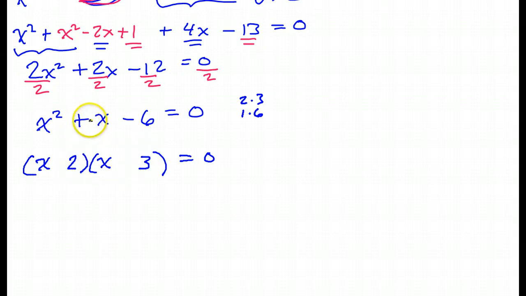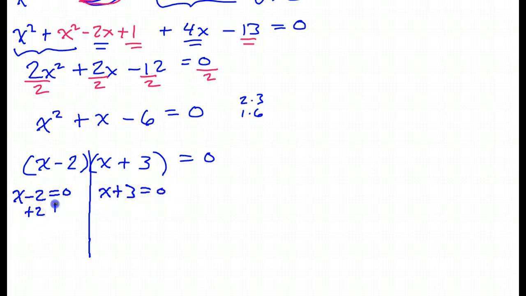All right, we need a positive 1 in the middle. So we will let the 2 be negative and the 3 be positive. That way, inner, we have negative 2x. Outer, we have positive 3x. That makes positive 1 in the middle. And negative 2 times positive 3 is negative 6, so it's all good. So to break this down into the actual solutions, we have to set these equal to 0. So x minus 2 equals 0, x plus 3 equals 0. Adding 2 gives us x equals 2 as a solution, and subtracting 3 gives us x equals negative 3.